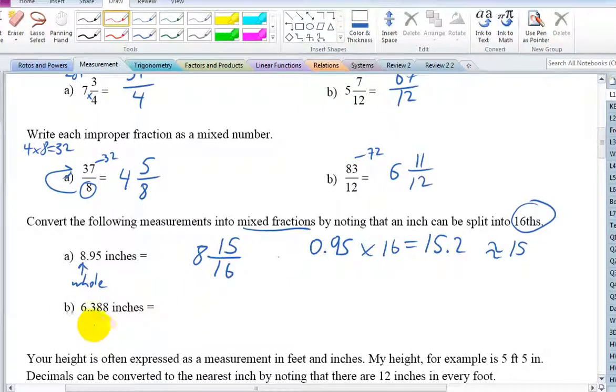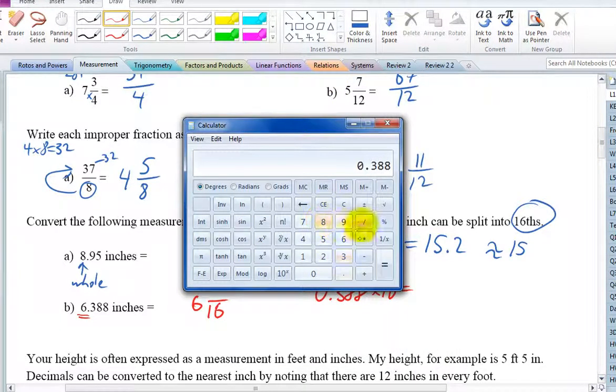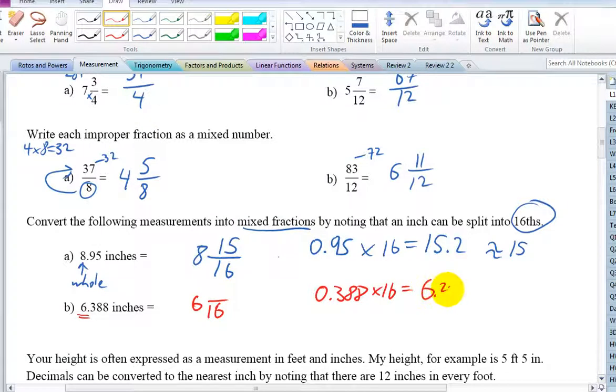So the next one, how many whole inches do you have? 6. And what are you going to do with your decimal 0.388? Yeah, multiply by 16. Okay, so write that down. Don't call it out, please. Let everyone try it. Watch your rounding. And you get 6.208. So we're not worried about the 0.208.